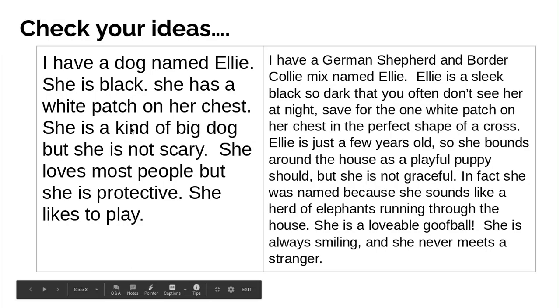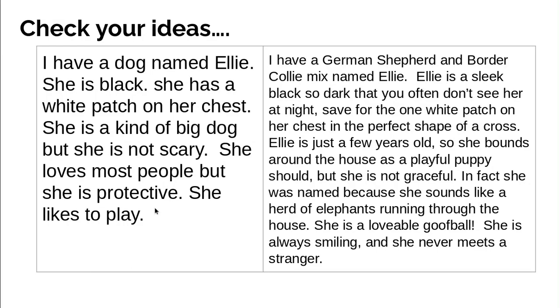So, here's one paragraph that is similar to how probably many of you might write. There are a few exceptions, but many of you, if I asked you to tell me about your family pet, would write something like this. I have a dog named Ellie. She is black. She has a white patch on her chest. She is kind of a big dog, but she is not scary. She loves most people, but she is protective. She likes to play. Which one has some grammar mistakes that maybe were not checked through thoroughly, which often happens.